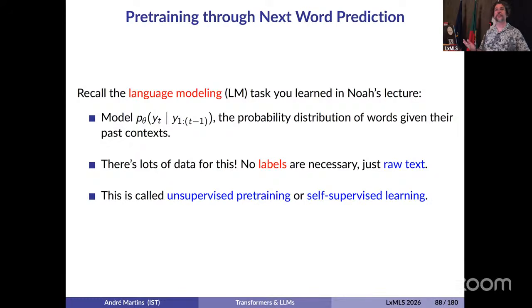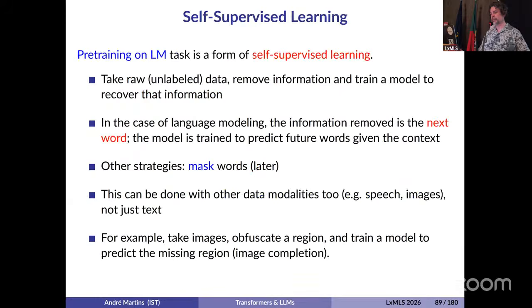Fortunately, there's lots of data for this, textual data on the web. You don't need to ask people to annotate this data. We don't need labels. We just need raw text. And the idea of using language modeling to obtain representations is something called unsupervised pre-training or self-supervised learning. So that's the basic idea.